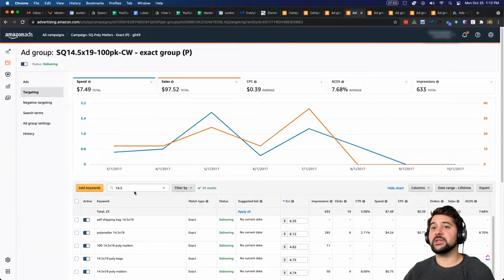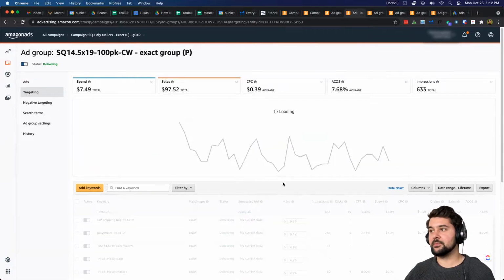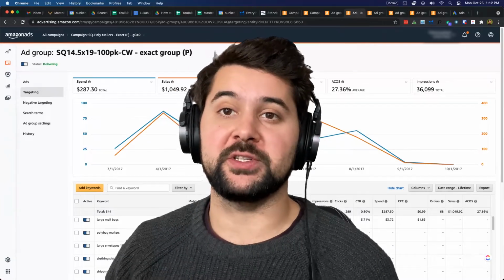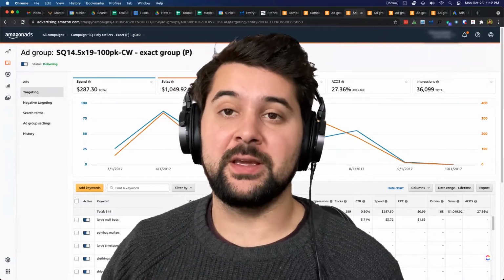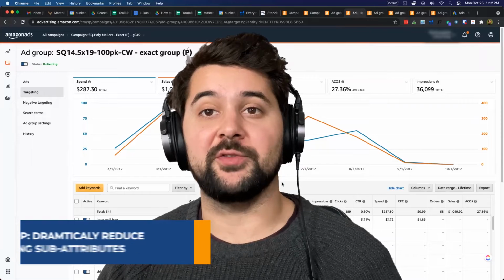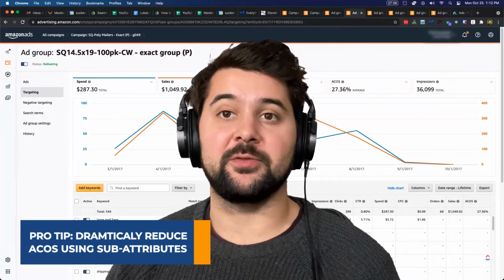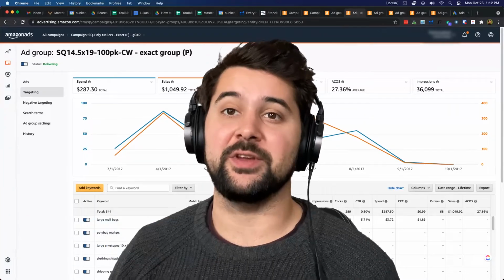Same thing goes with this 14.5 by 19. Here we're at a 7% ACOS. When we remove that, 27% ACOS. So dramatic ACOS reduction when you use the strategy, target the specific sub attributes of the children items that you have grouped together. That strategy has been really effective for us. So definitely something you should try if it is applicable to you.